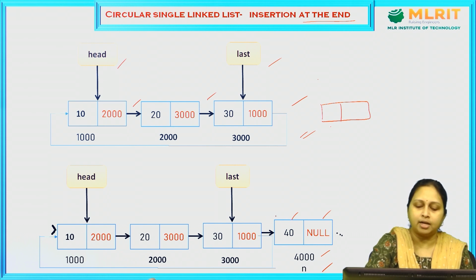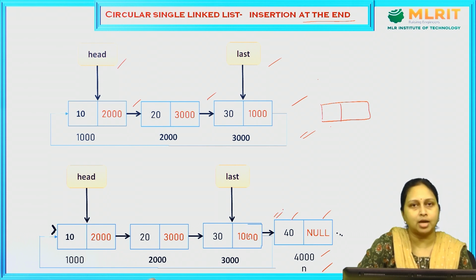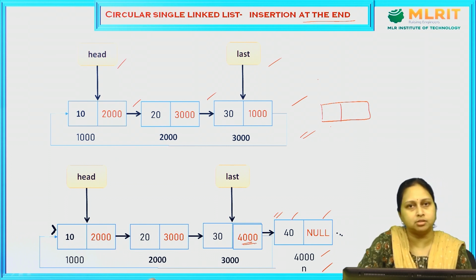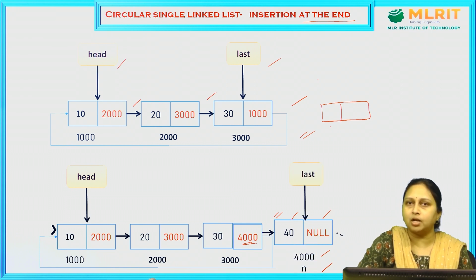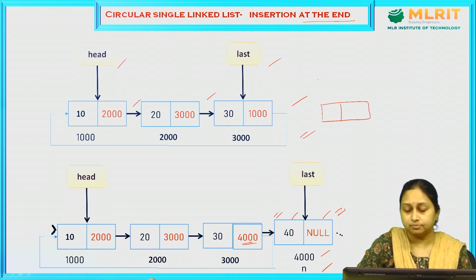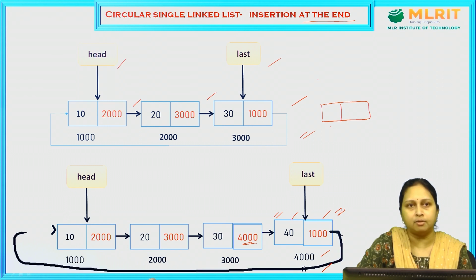Here now I am adding at the end of it, so that last arrow next equal to n. That means we are going to store the 4000 address at this place, and at the same time we are going to remove the last value and assign this to the node which we have inserted newly. Now make the link from the last node to the head node. That means we are going to store the 1000 address here, and we are removing the link from here and making the link from the last node to this, so that we are storing the address of 1000 here.